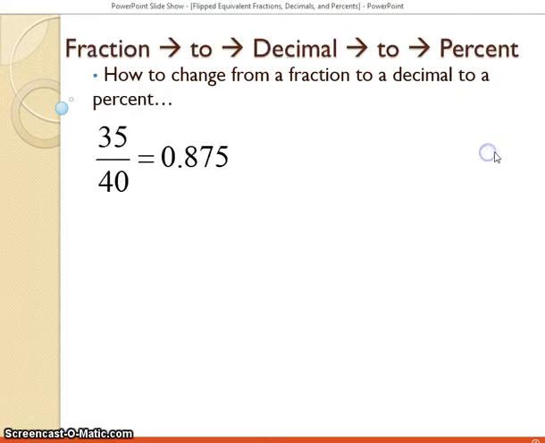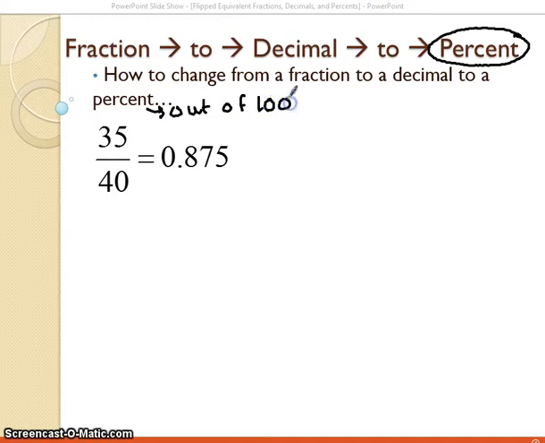So we've just proven that 35 out of 40 is the same as 0.875. How do we know what percent that would be? Now we want to take that decimal to a percent. Remember, percent literally means out of 100. So if you look at this decimal, where is the 100th column? Well, this is the tenths, this is the hundredths. So we need the first two digits. Well, there's 3 here, so we will round it.